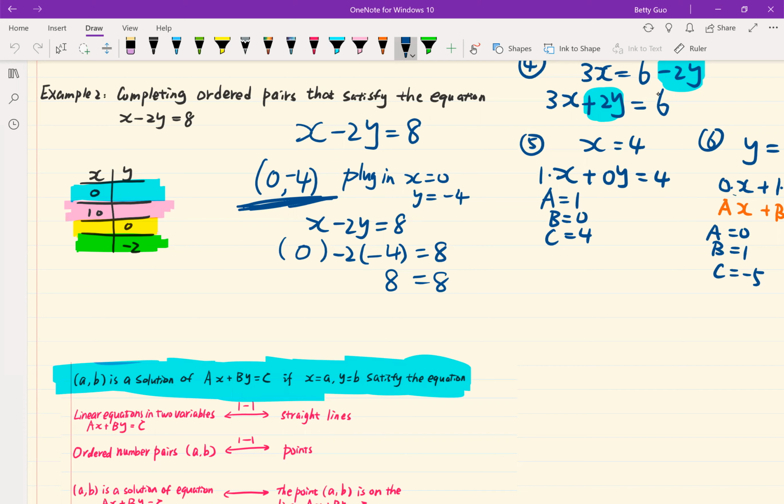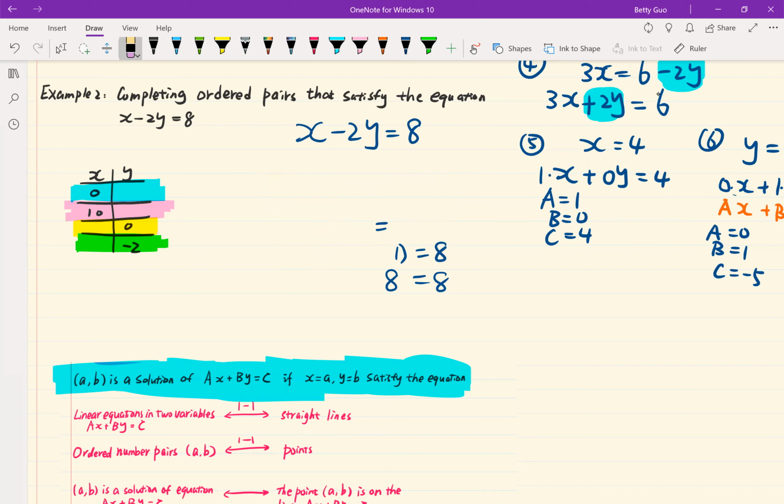Okay? Here we have a problem. How many solutions do you think the equation has? The answer is it has infinitely many solutions. Why is that? Because you have two variables. Whenever you give one variable a fixed value, you are able to solve for the other variable. And then you would have an ordered number pair, and that ordered number pair is a solution of the equation.